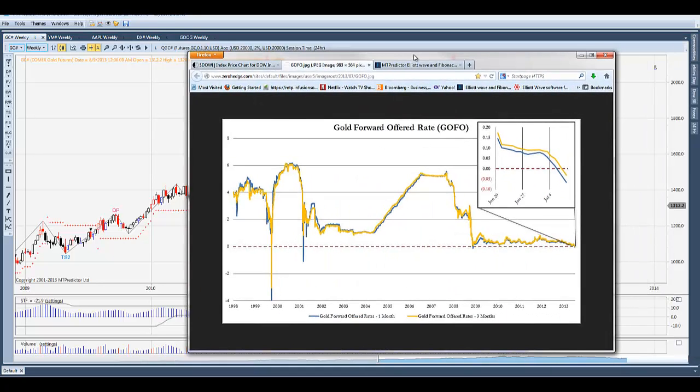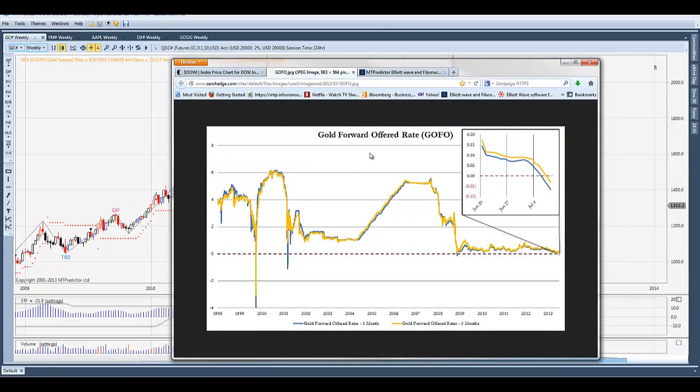If we take a look at this chart, courtesy Zero Hedge, this gold forward offered rate typically is positive, and this means that people are willing to exchange their gold for dollars or lease their gold for dollars. But the heads up is when this goes negative, which it did in July, and the last time it went negative was in 2008, around the time of the stock market crash. That means that people are no longer willing to let go of their gold or lease it out in exchange for dollars. They're holding on to it, which indicates potential demand for gold.